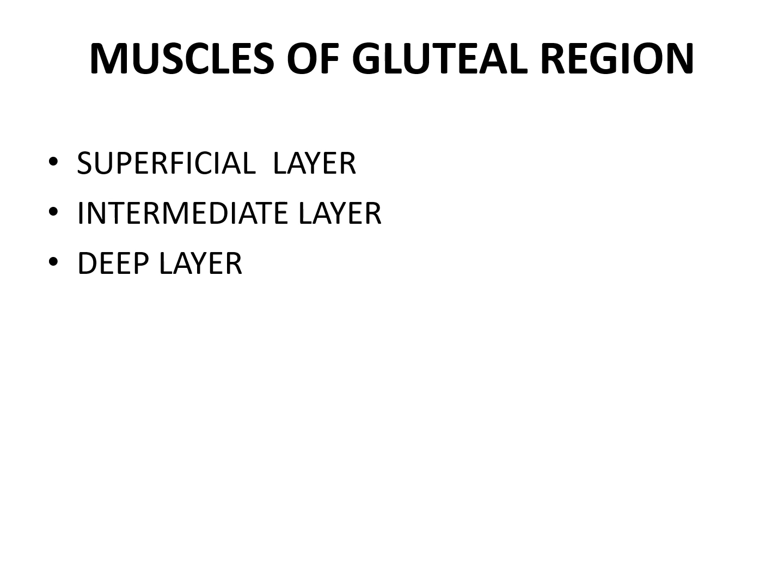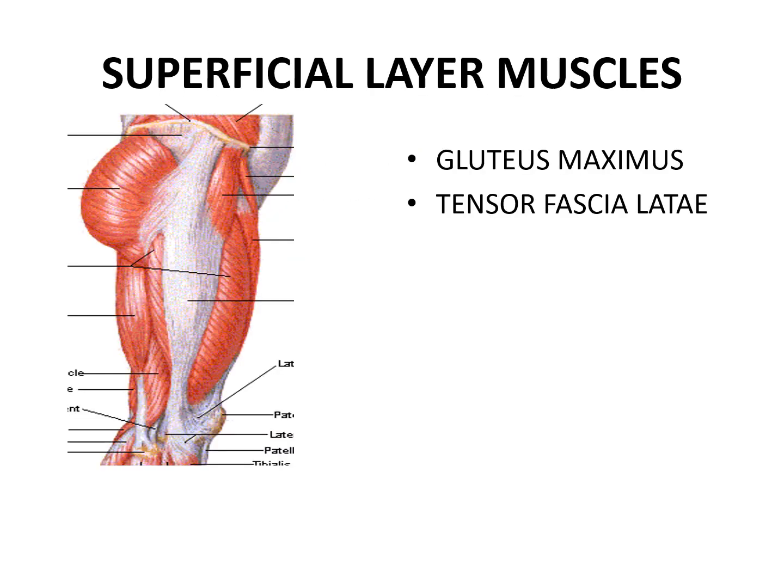Now the muscles in the gluteal region are arranged in three planes: the superficial plane, intermediate and the deep plane. First we will discuss the muscles present in the superficial layer. There are two muscles, namely gluteus maximus, the vast muscle here, and the tensor fascia lata. So this is the gluteus maximus muscle and this muscle is the tensor fascia lata. These are the two muscles in the superficial plane.